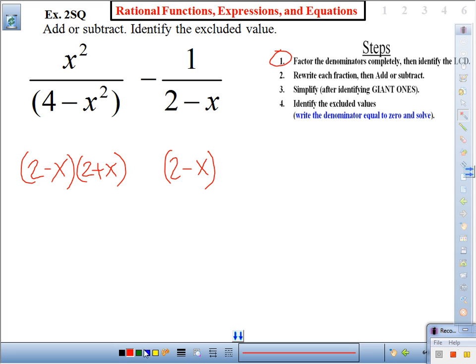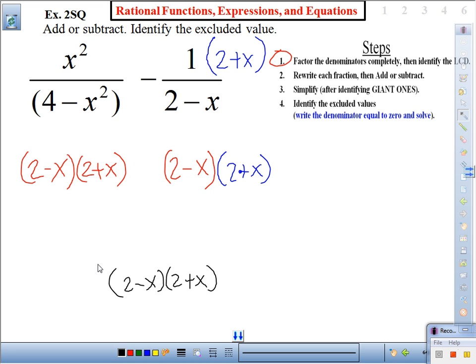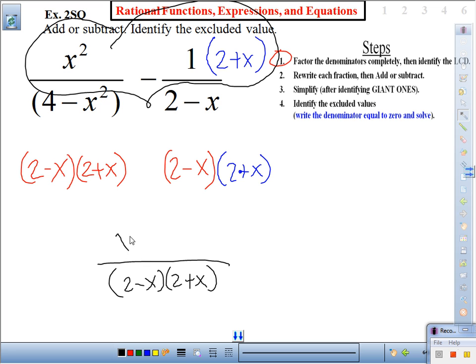So pay attention to this one. Look up to the screen really quick. What do you notice that this one has that this one doesn't have? Plus 2. So we write 2 plus x, and we multiply not only the denominator, the numerator also: 2 plus x. So now my new common denominator is (2 minus x)(2 plus x), and then we're going to combine whatever is in the numerator. What do we have? X squared, and then we have 2 plus x times negative 1, so that is negative 2 minus x.